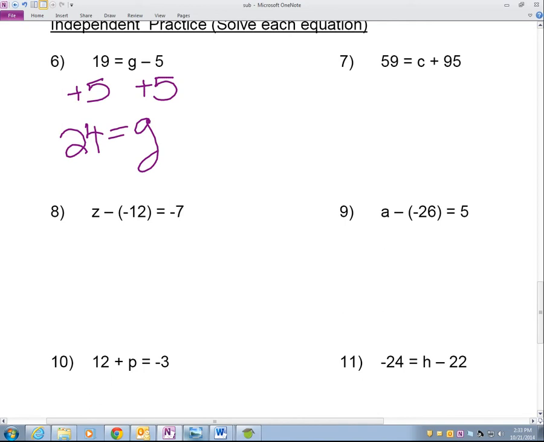Because do you agree that 19 plus 5 is 24? So would you add 12? No, you would subtract 12, right? Because it's negative. Actually, we're going to talk about that one next.